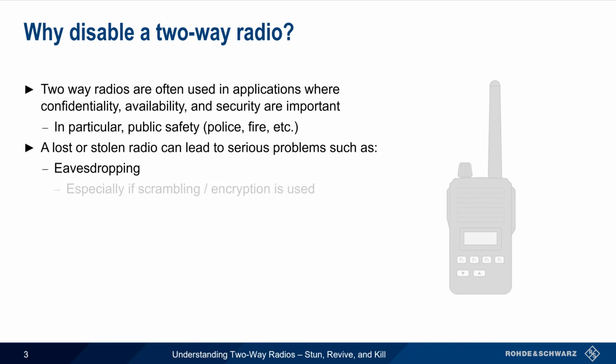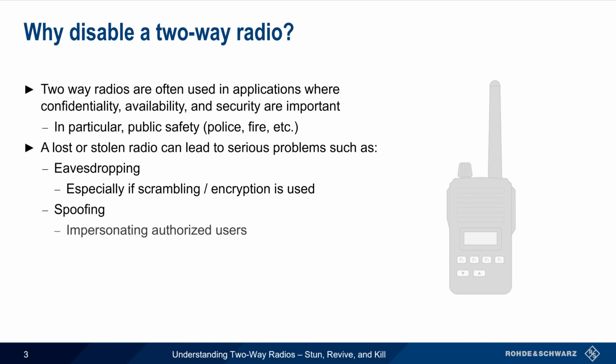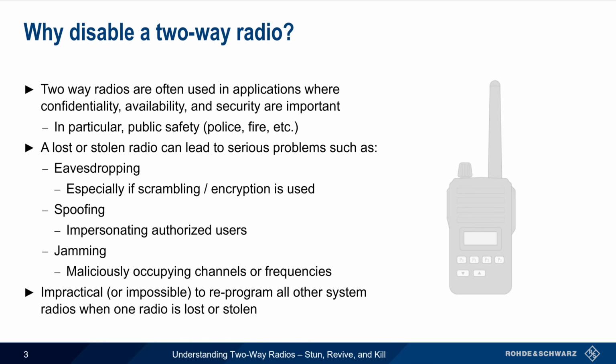This is particularly true in the case where communications could not be normally monitored, such as when scrambling or encryption are used. Another issue is spoofing, or the active impersonation of authorized users. For example, someone pretending to be a dispatcher or a first responder. And in some cases, lost or stolen radios are used simply to jam or interfere with communications by occupying the channels or frequencies. Unfortunately, it's usually either impractical or impossible to reprogram all of the other radios in a system each time a single radio is lost or stolen.